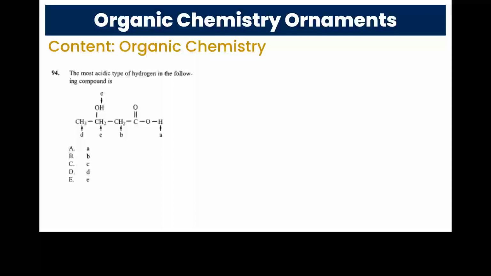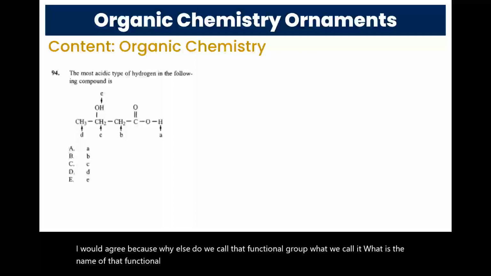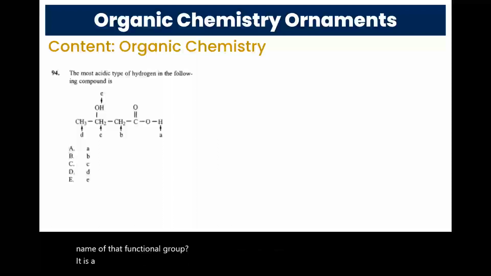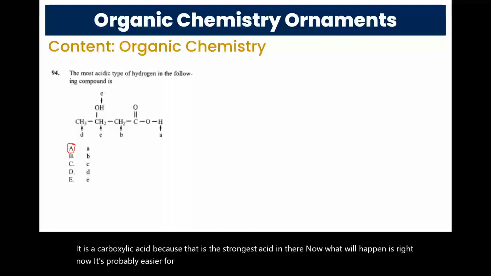I would agree, because why else do we call that functional group what we call it? What is the name of that functional group? Carboxylic acid. It is a carboxylic acid, because that is the strongest acid in there. Right now it's probably easier for y'all to see this is A. But the trap comes when you learn about alpha hydrogens.